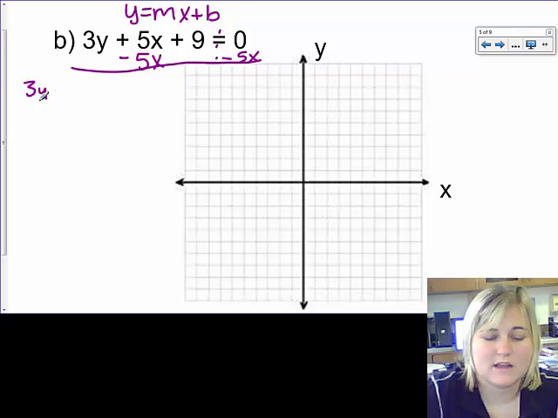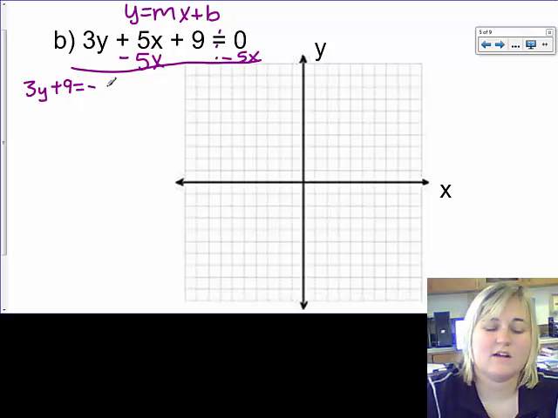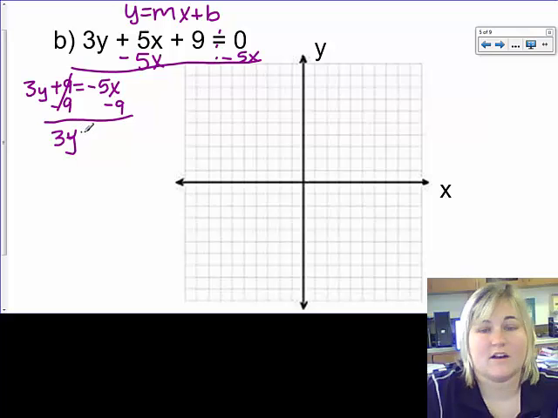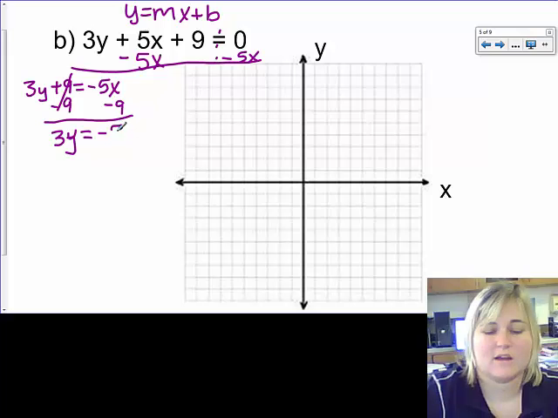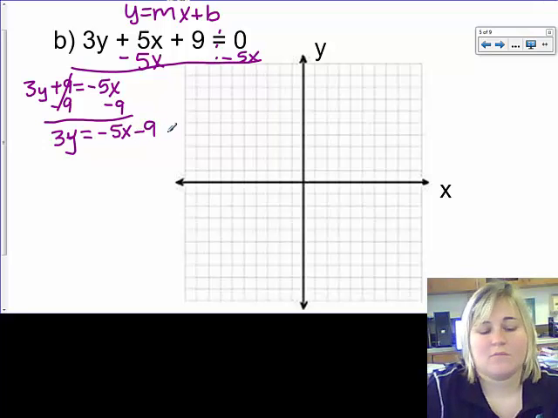I now have 3y plus 9 equals 0 minus 5x just gives me that negative 5x. Next, I'm going to move my 9, so I'm going to subtract 9 from both sides. And this is similar to the last one that we did, because you should be recognizing that negative 5x and negative 9 are not like terms. So I'm going to put my x term first, because that's what comes first in my slope-intercept form, minus 9. I just tack them together.